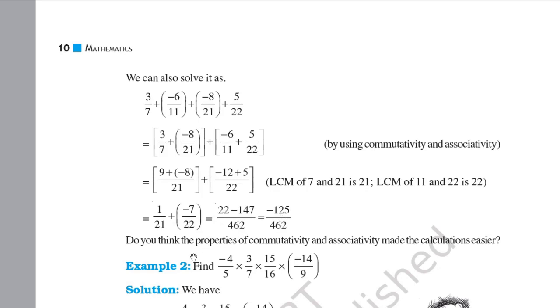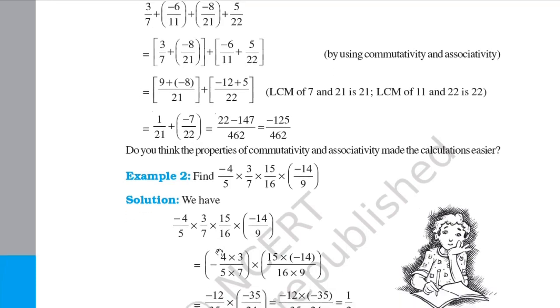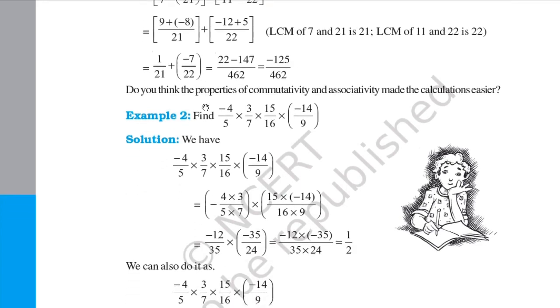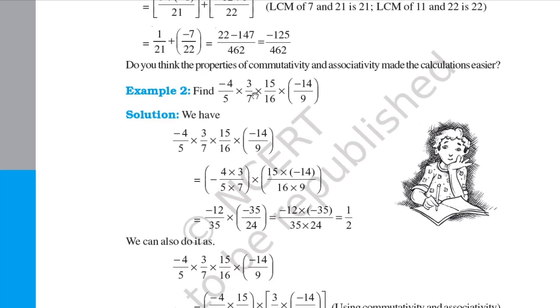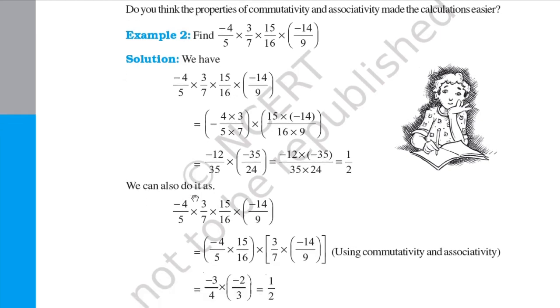Do you think the properties of commutativity and associativity made the calculation easier? You can see here they have used the commutative property and associative property. So it has become very easy. Then the first method. Here we find that for minus 4 by 5 into 3 by 7 into 15 by 16 into minus 14 by 9, it is all multiplication. You just have to multiply all the terms.